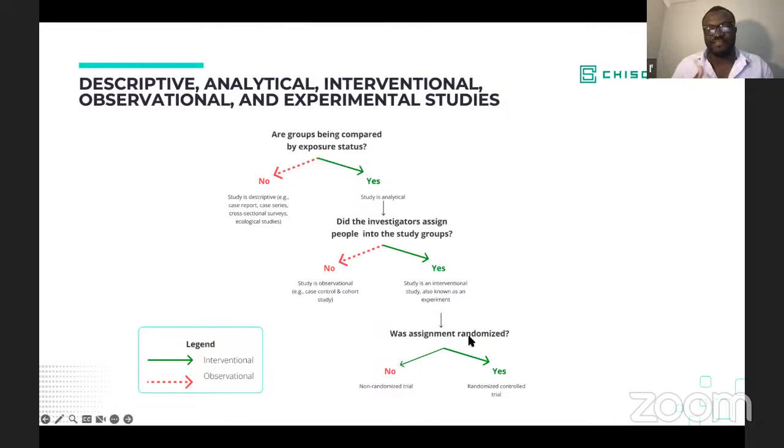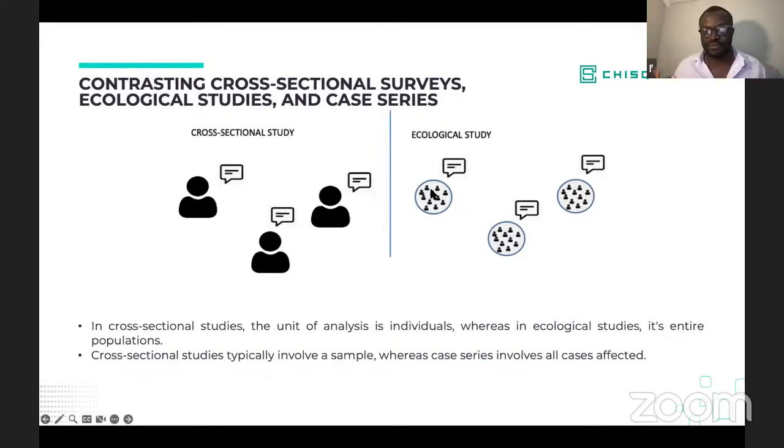Now, if the study was interventional, the next question we have to ask is, was the assignment at random? Did the investigator assign treatment at random or was it non-random? If it's random, we call it a randomized experiment or a randomized trial. If it was not at random, we call it a non-randomized trial, right? And so that provides a framework for us to better understand what longitudinal studies are. Again, this is just a summary of what we've said so that we are all on the same page, highlighting or contrasting some of the studies we discussed.